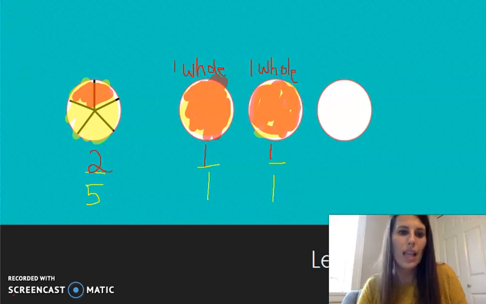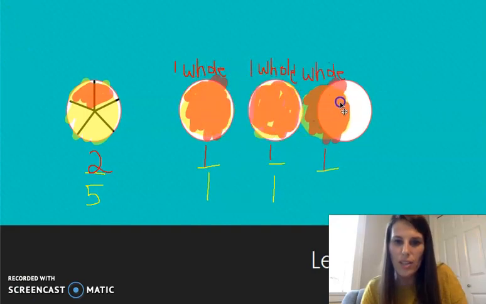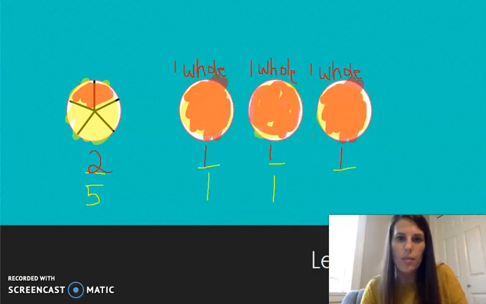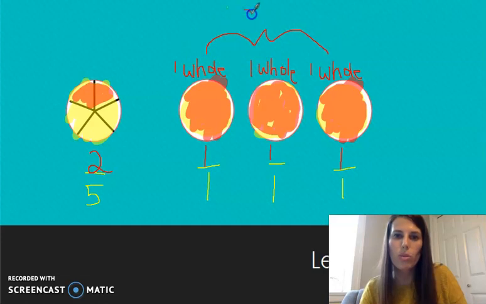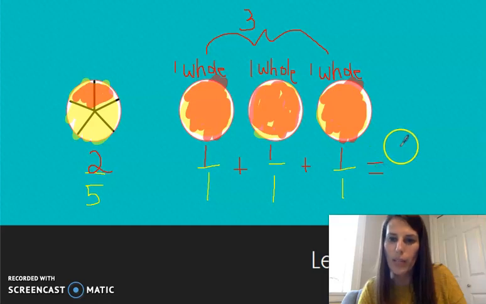Now, if we take a look at the last circle, I'll just copy this and move this over. And for the fraction, again, coloring one whole, shading the whole thing in yellow, it would be 1/1. So if we look at this all together, this whole plus this whole plus this whole, we could say that it is 3 wholes, or simply just 3. And then taking a look at the fractions, if we were to add it together, it would be 1/1 plus 1/1 plus 1/1 equals 3/1, or simply 3.